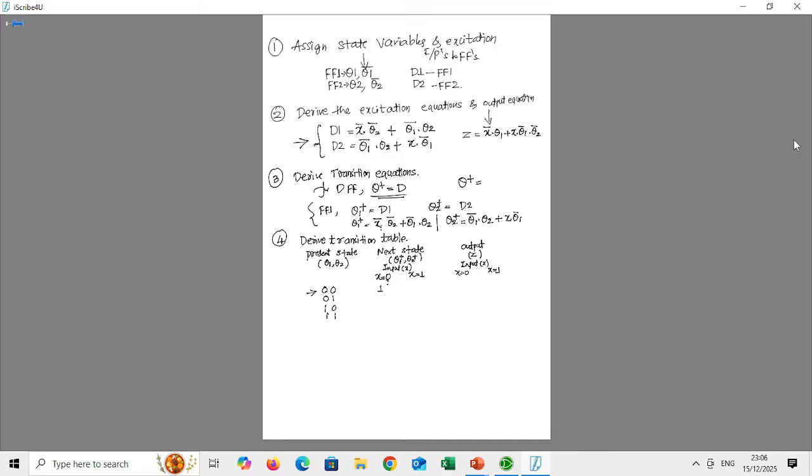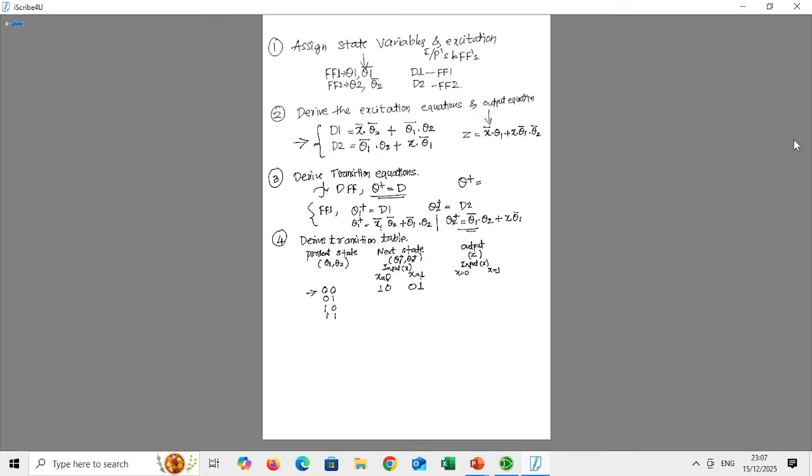Now similarly for Q2, taking the values of Q1, Q2 and X as 0, 0, 0, substituting this value in the Q2 equation, we get 0. In the same fashion, we have to find out when X is equal to 1, Q1, Q2 are 0, 0, substitute in the equation and write down the values. So I got 0, 1 here.